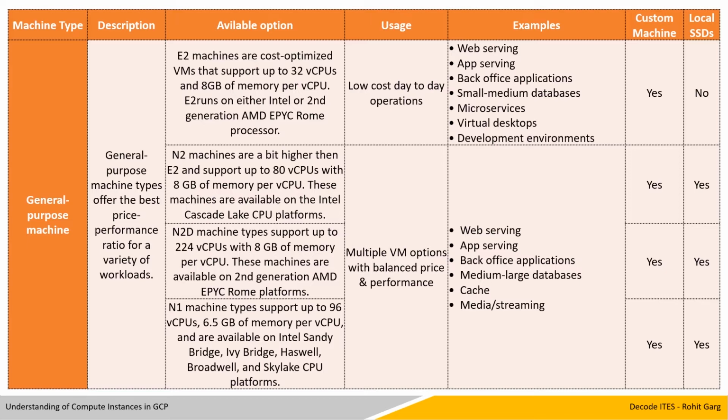Whereas N2, N2D and N1: N2 machines are a bit higher than E2 and support 80 CPUs with a similar 8 GB memory per CPU. These machines are available on Intel Cascade Lake platforms. N2D machines support up to 224 vCPUs with 8 GB of RAM per CPU. These machines are available with the second generation AMD EPYC Rome platform. And next is the N1 machine type, which can support 96 vCPUs, and the difference is that only 6.5 GB RAM is available per CPU, and it is available on Intel Ivy Bridge, Broadwell or Skylake CPU platforms.